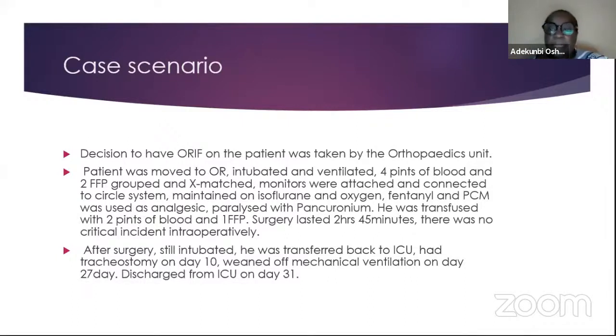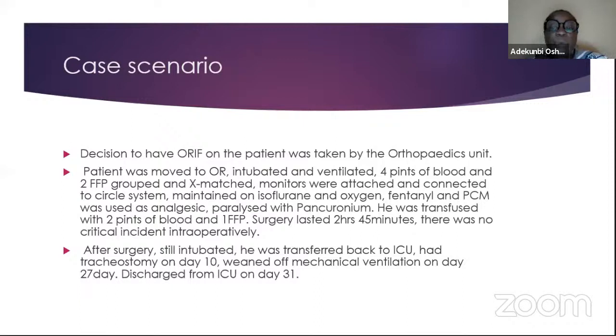Monitors were attached, the standard monitors, and he was connected to the circle system. He was maintained on isoflurane and oxygen. Fentanyl and paracetamol were used as analgesic. He was paralyzed with a muscle relaxant. He was transfused with 2 pints of blood and 1 fresh frozen plasma intraoperatively, and surgery lasted 2 hours 45 minutes. There was no critical incident intraoperatively.